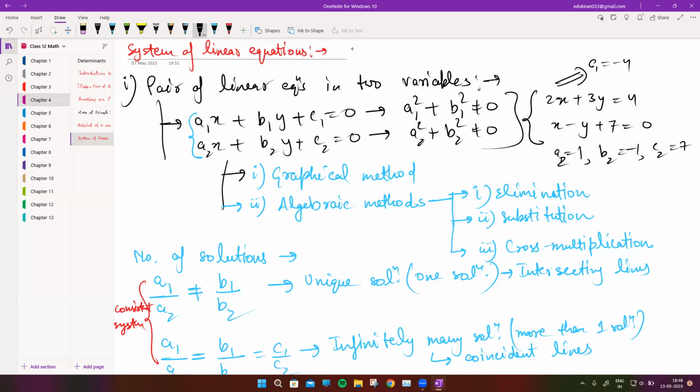They will be constants. So for every equation, you can see that there are two variables involved. And to solve these two equations, to find out the values of these two variables, we need two equations, right?